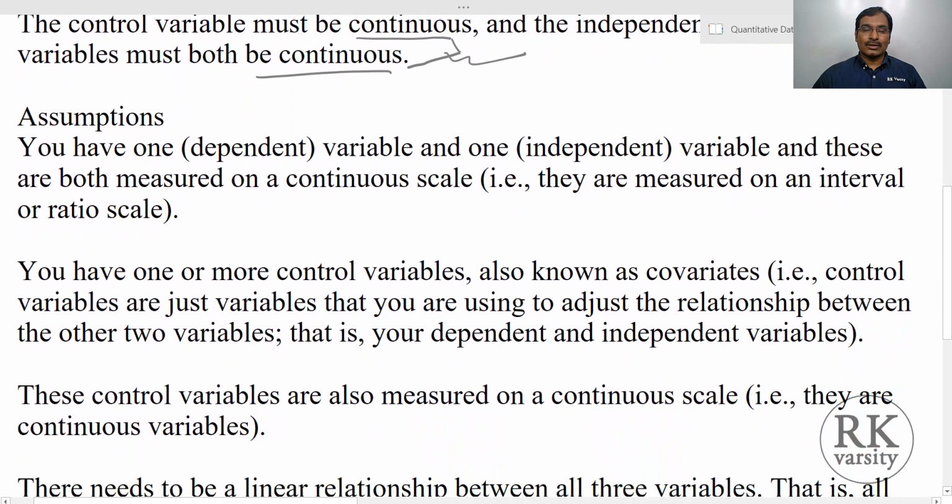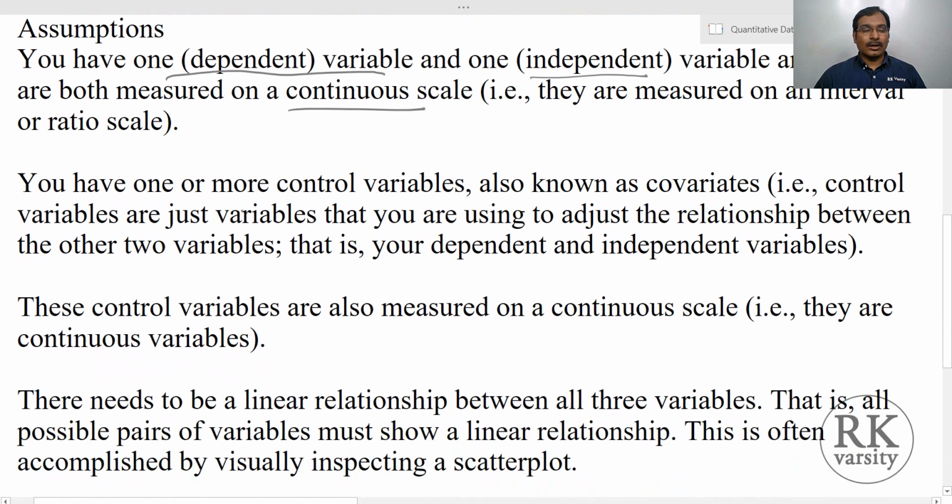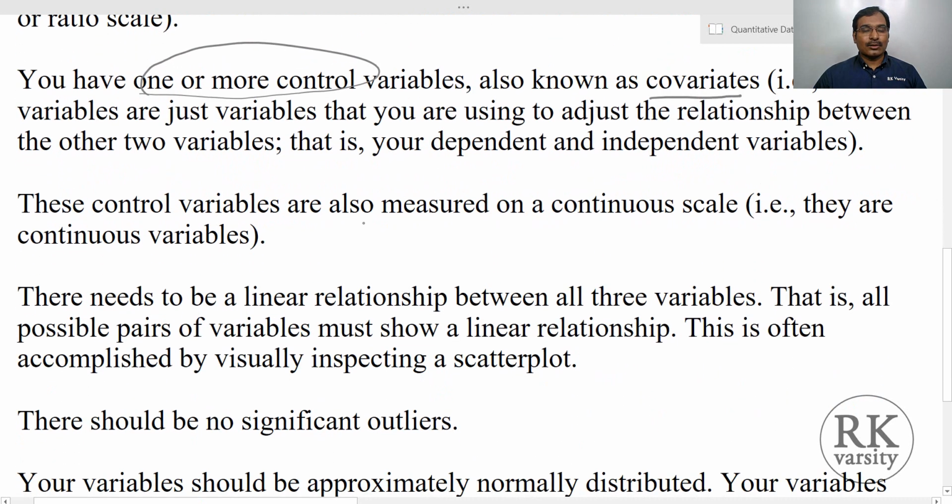The assumptions that we make in a partial correlation are, first, that you have one dependent variable and one independent variable, and these are both measured on a continuous scale. Second, you have one or more control variables, also known as covariates or control variables, and these should also be measured on a continuous scale.